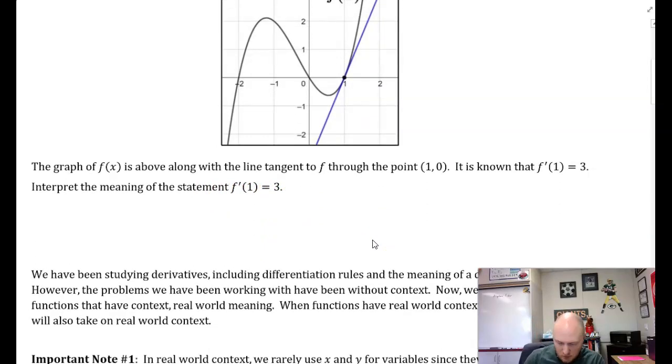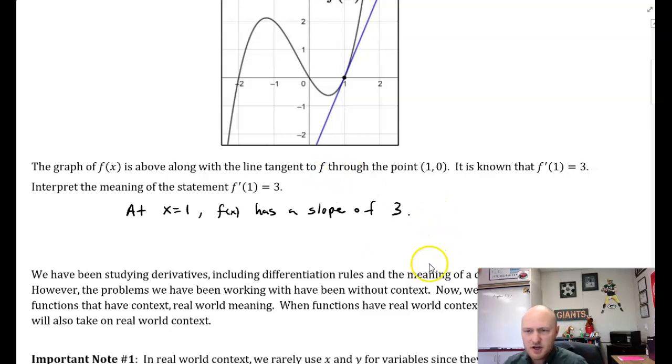Well, what this just means is, at the x value, so at x equals 1, f of x has a slope of 3. That is the instantaneous rate of change of f at 1, okay? And it would be appropriate there to say instantaneous rate of change.